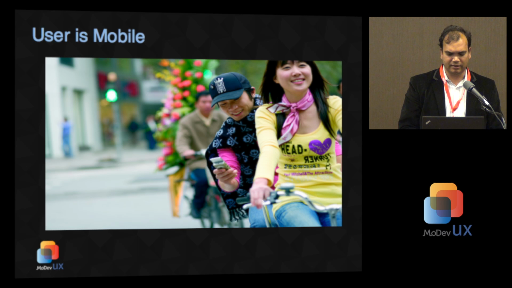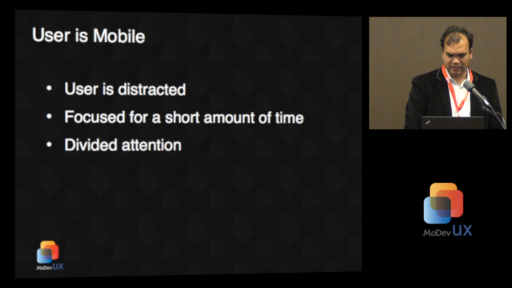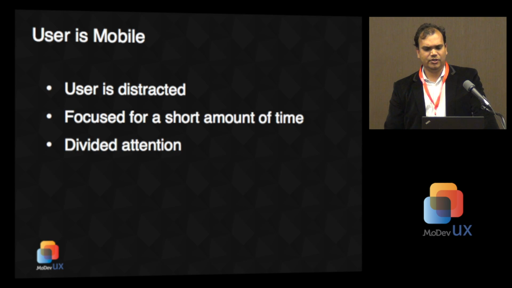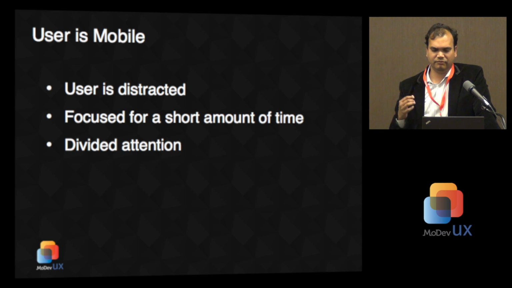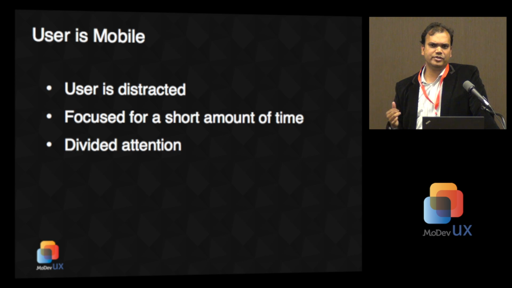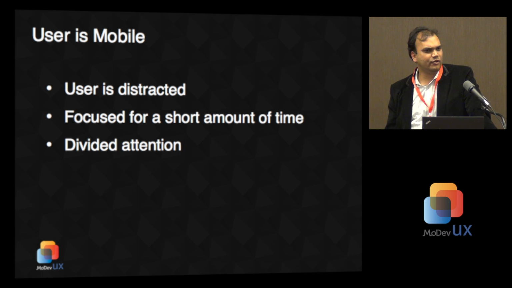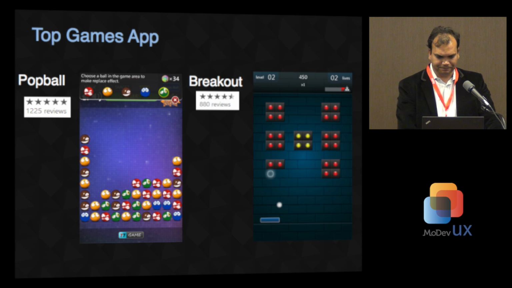So the user is mobile. So what is the user scenario? The user is distracted, focused for a short amount of time. You are here for a session. If you are opening an app store, half of your attention is towards the speaker, half towards your colleague maybe sitting beside. So it's a divided attention. And most of the time when people use an app, they might be waiting for a bus or on a train. They don't have 100% attention for your mobile app. So keep this in mind when you are developing an app.